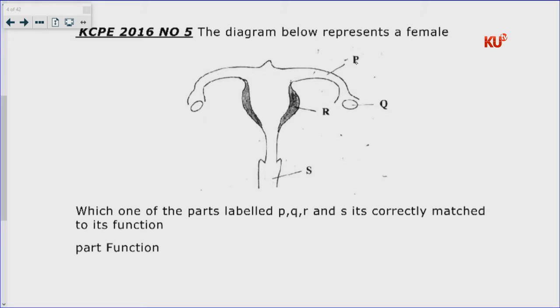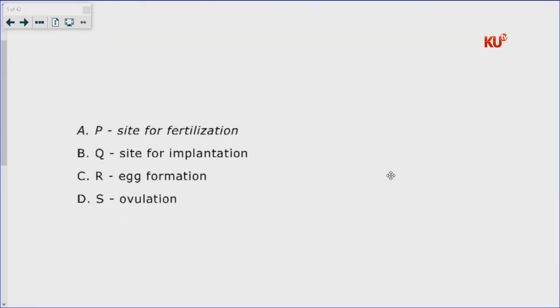So part P, this is the oviduct, also called the fallopian tube. Part Q is the ovary. Part R, this is the uterus, also called the womb. And part S is the vagina. So having identified the parts, we can now look at the parts and the functions. So part P, which we had said is the oviduct, the function, site for fertilization, that is the correct answer.